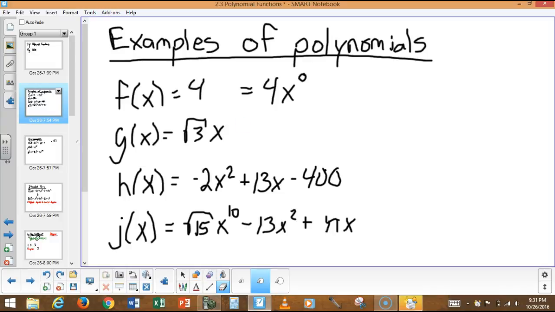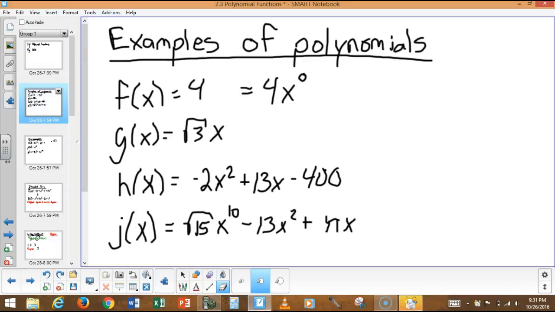Okay. H of x is equal to negative 2 times x squared plus 13x minus 400. And the last one, j of x is equal to radical 15 times x to the 10th minus 13x squared plus pi times x. So if we try to think about what do all of these functions have in common, and what do they have in common that makes them polynomial functions?